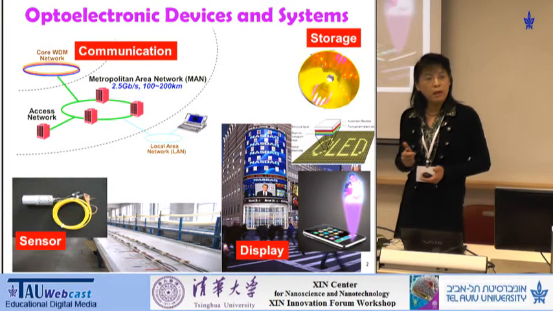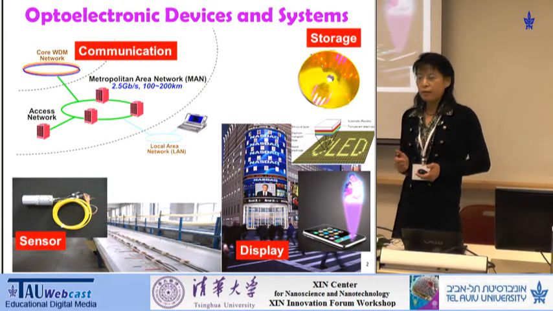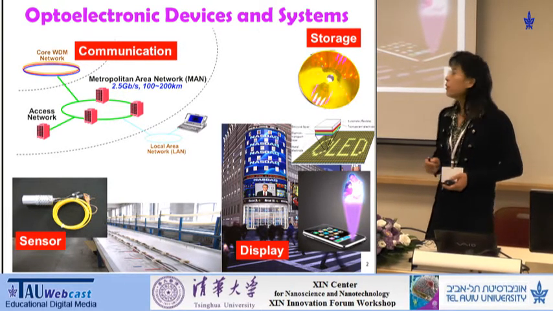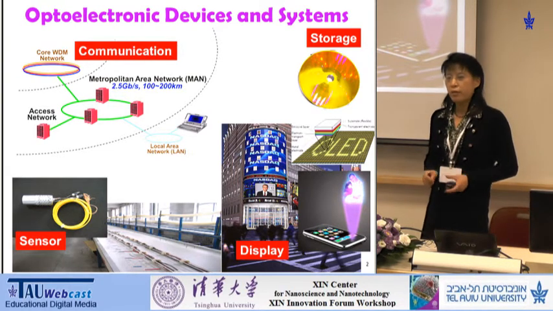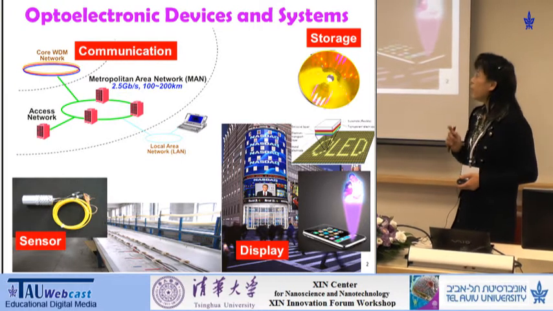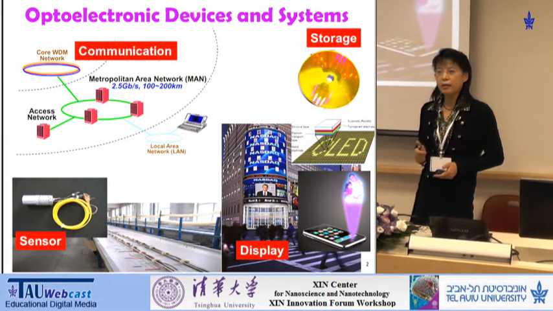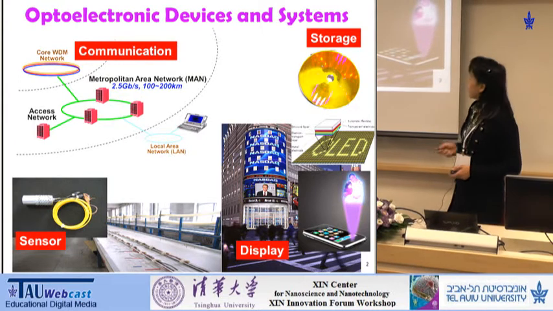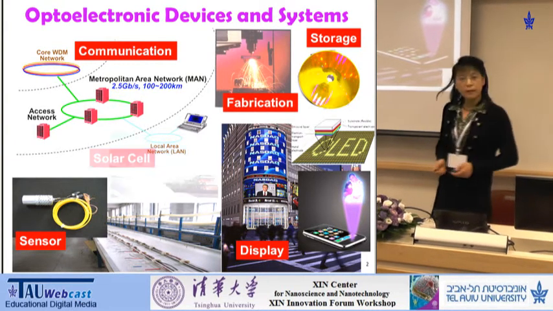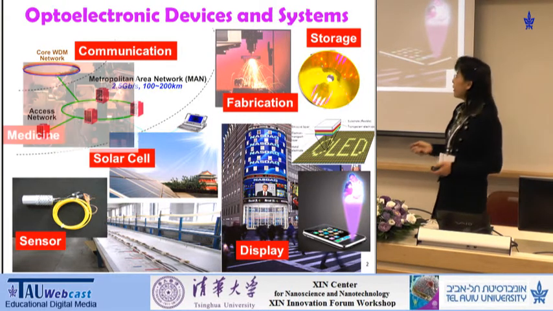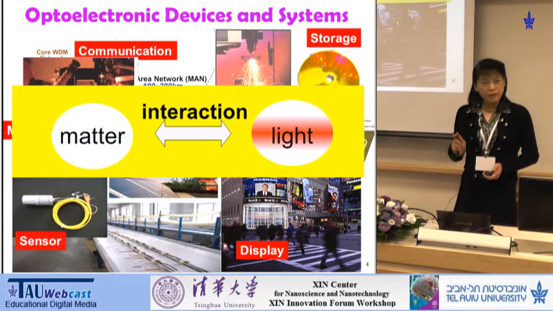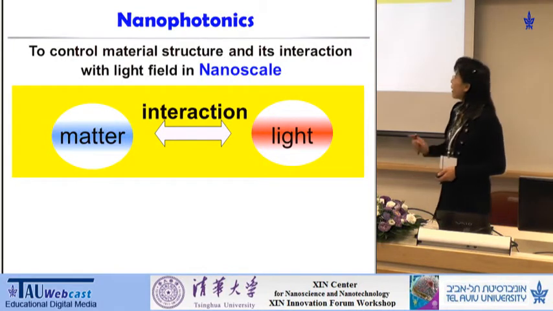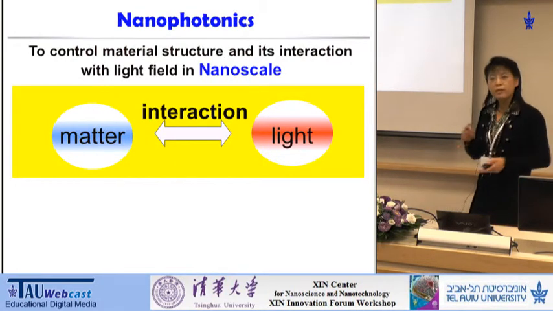There's no doubt that our world today cannot do without electricity, but maybe you haven't realized that photonics and optoelectronics are already very, very important to our society and human lives. From information, such as communication, storage, display, sensors, to fabrication, energy, solar cells, and medicine. All optoelectronic devices are based on the interaction between matter and light. So nanophotonics is to control the material structure and its interaction in nanoscale.